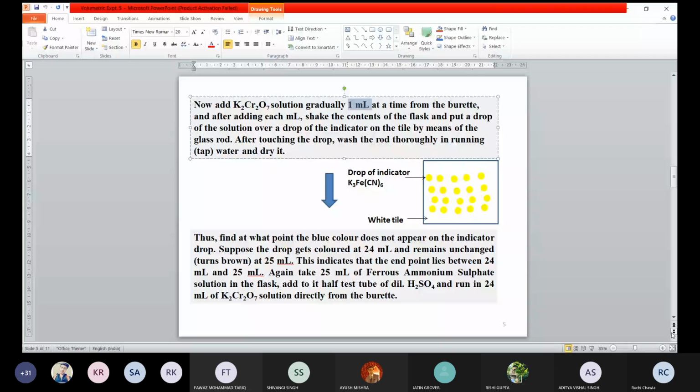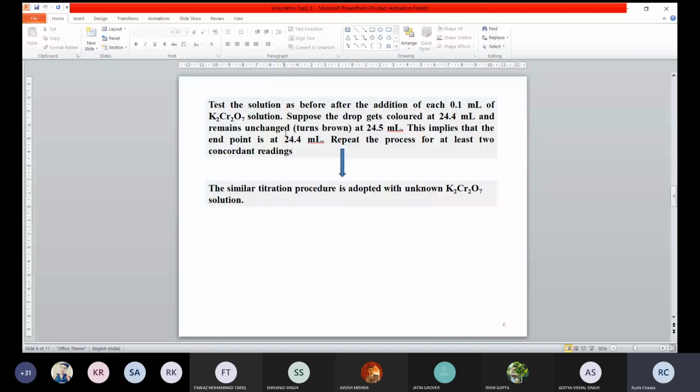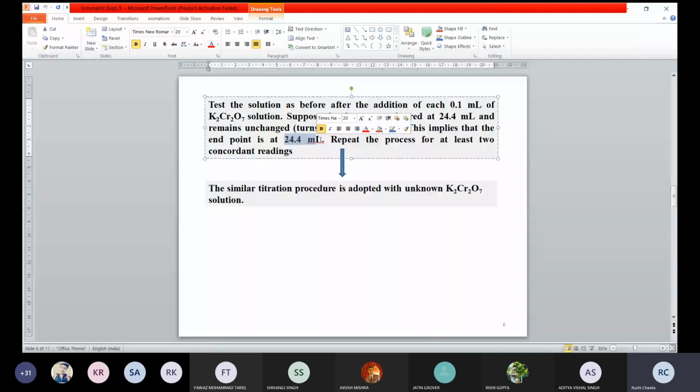I'll explain this as well. So this is what I have told you. Suppose the drop gets colored at 24.4 ml and remains unchanged or brown at 24.5 ml, this implies that the endpoint is at 24.4 ml. And you need to repeat the process for 2 concordant readings as you have been doing in the previous experiment. And this experiment will be repeated for the unknown potassium dichromate solution as well. Once you do it with the known solution, you can find out the strength of the supplied ferrous ammonium sulfate solution. And after that, you need to repeat the procedure with the unknown potassium dichromate solution which will be supplied to you.